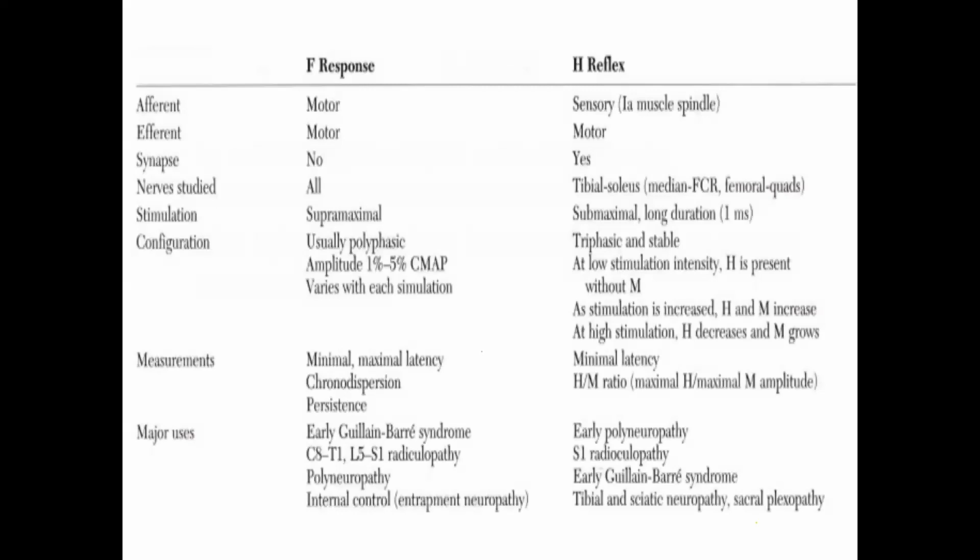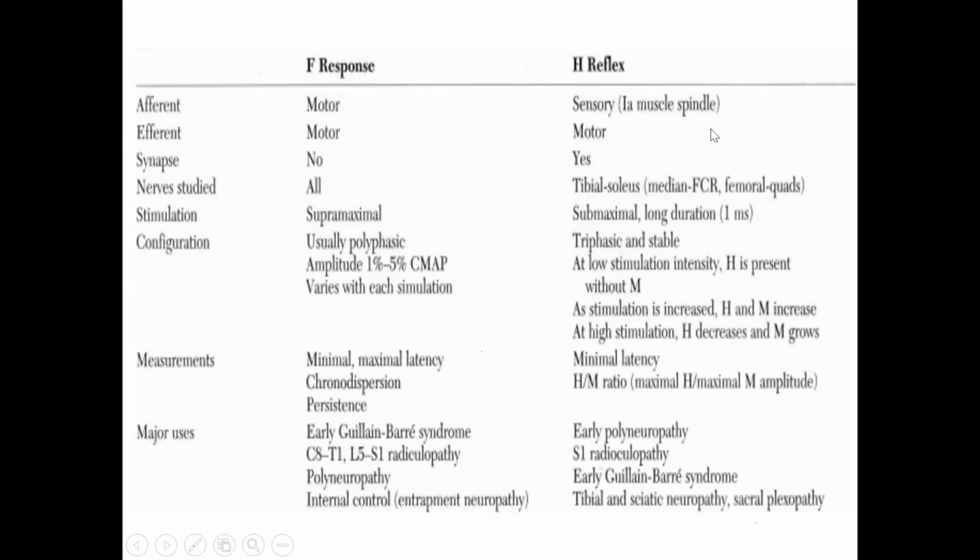Then F response and H reflex, what is the difference? In the F response, the afferent is motor and the efferent is also motor. There is no synapse. It is studied in all nerves. The stimulation is always supramaximal from the beginning. The configuration is usually polyphasic. The amplitude is 1 to 5% of the CMAP amplitude, and it varies with each stimulation. The latency can be minimal to maximal. There can be chronodispersion, and we have to calculate the persistence of F waves. F waves get affected in GBS, radiculopathies, polyneuropathies, and entrapment neuropathies.